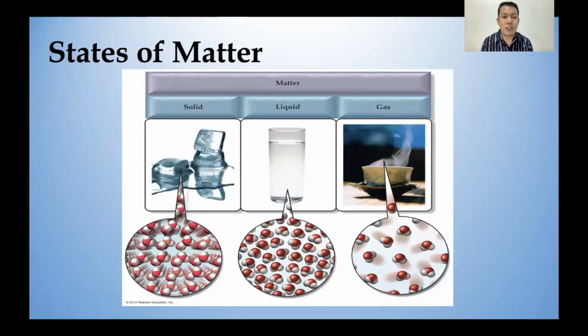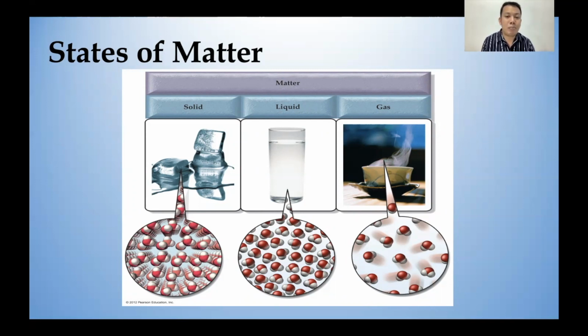Solid, liquid, and gas, and the one at the bottom is the illustration of the molecules in that example. In this one, they are solid metal, so the particles are compact, and each particle cannot move from one place to another. One molecule will just vibrate on its own position, but it will not move into another position, unlike in liquid and gas.